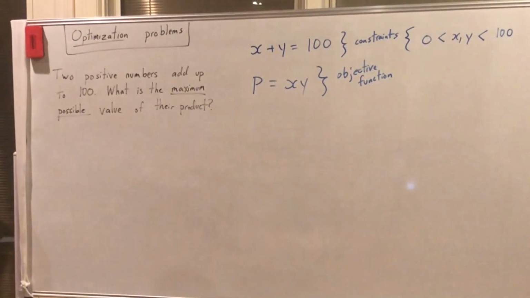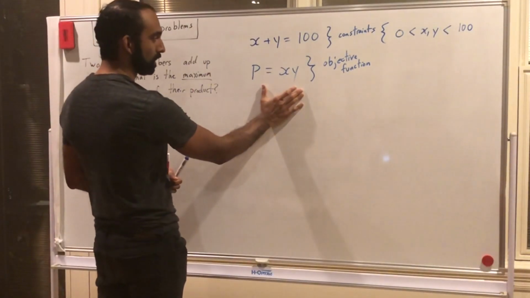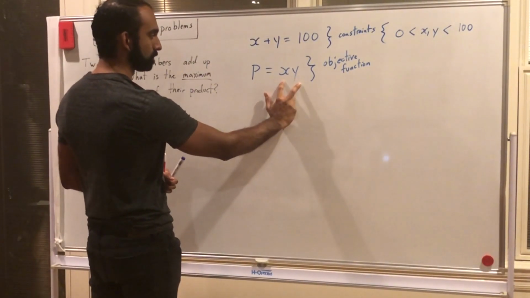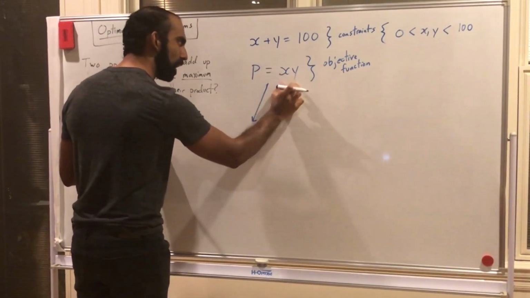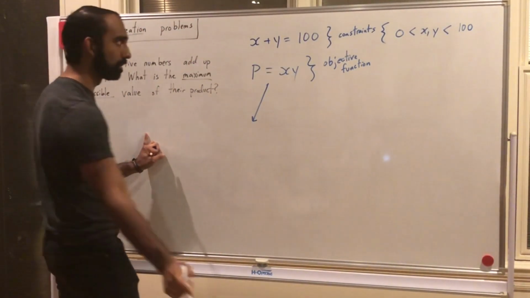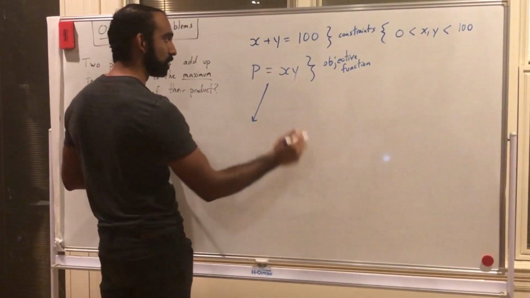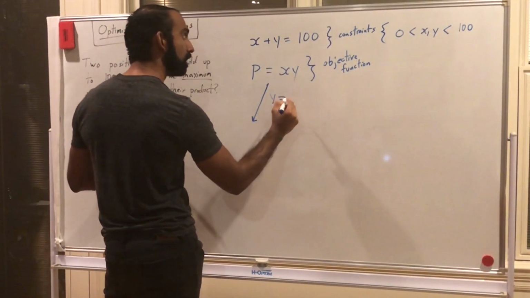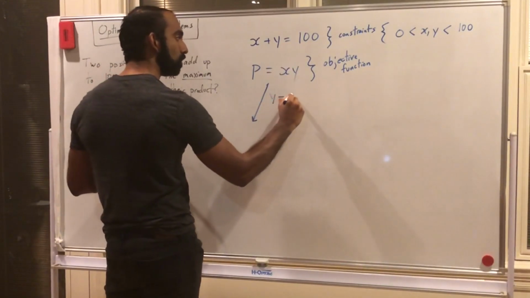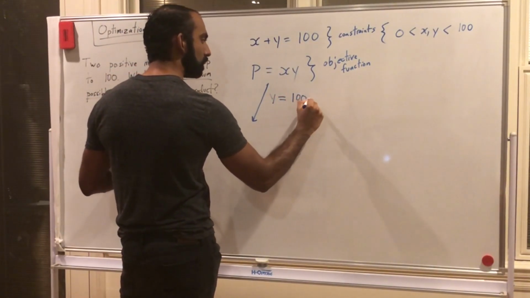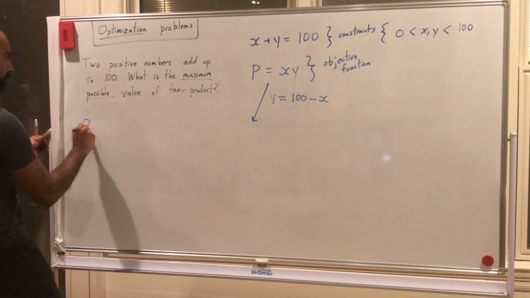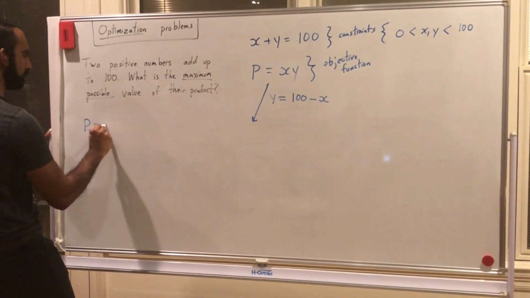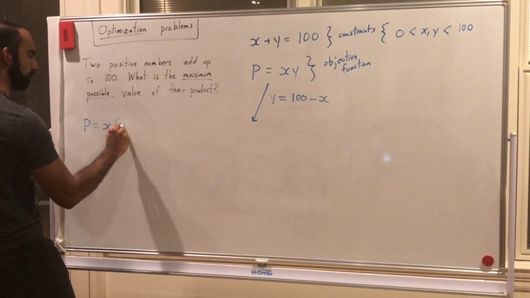So, any ideas? Given the way it is right now, p is a function of how many variables? 2. It's a function of 2, but I can utilize my constraint to rewrite it as a function of 1. I don't like dealing with y's, so we can solve for y in order to get rid of y. Given the constraint, y is always 100 minus x, so p is always x times 100 minus x.